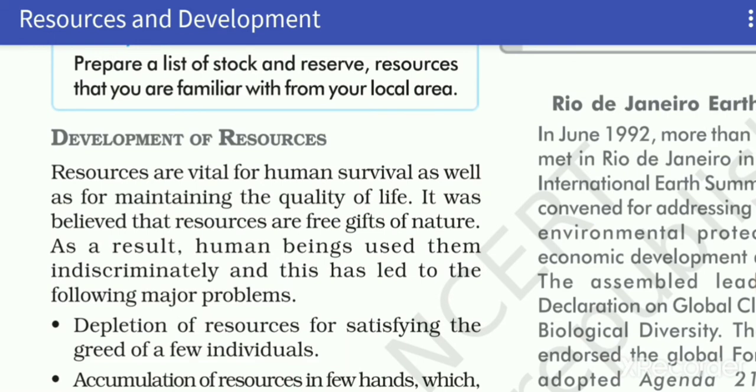The next topic is development of resources, that we will discuss in the next video.